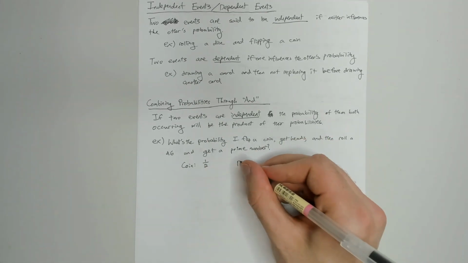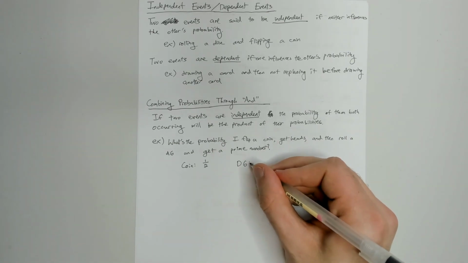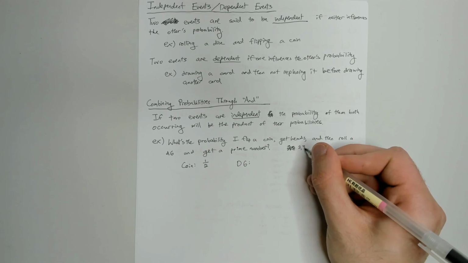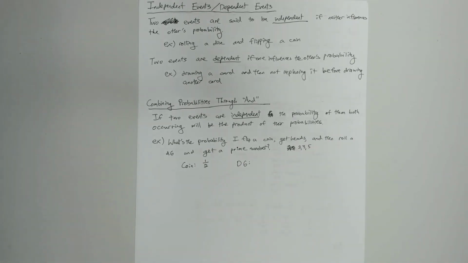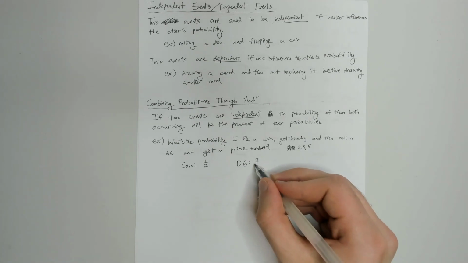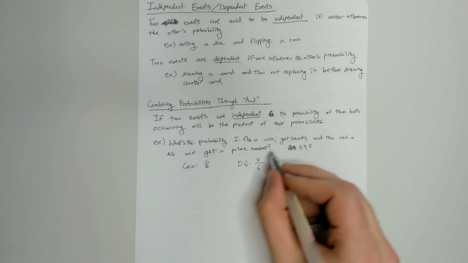And for the d6, what's the probability of getting a prime number? Well, what are the different prime numbers between 1 and 6? We have 2, 3, and 5. And remember that 1 is not a prime number. So we have 3 different outcomes out of the 6 that satisfy this property here.